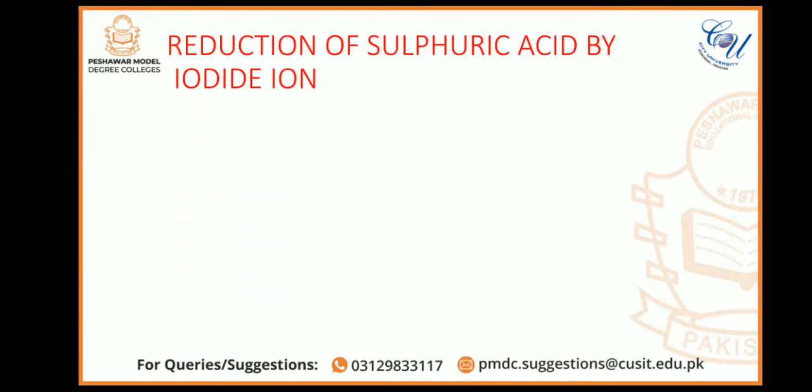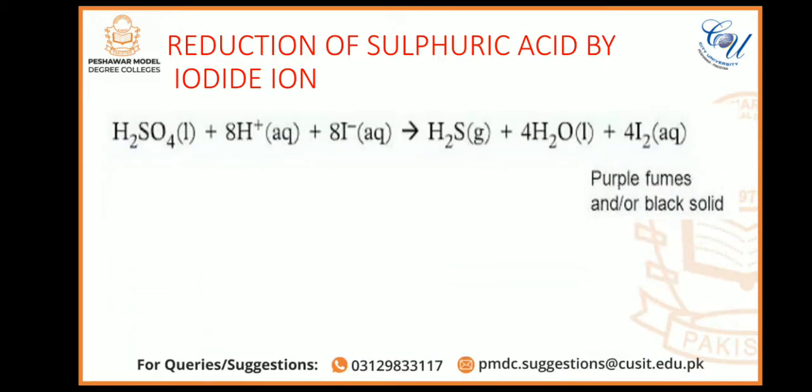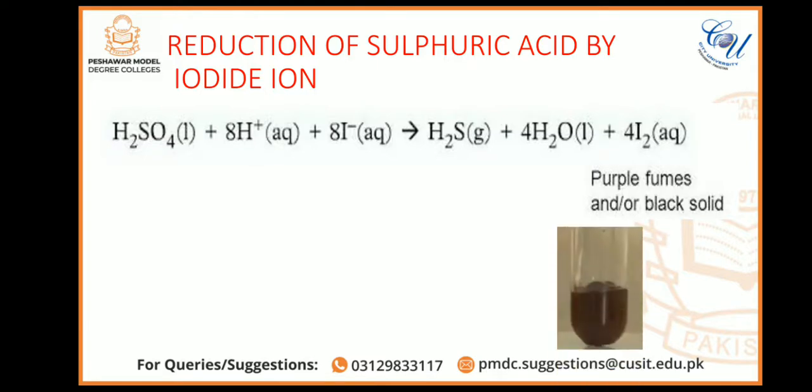Next is the reduction of sulfuric acid by iodide ion. In this reaction, iodide ion reduces sulfuric acid to H2S. The oxidation state of sulfur changes from +6 to -2. It is reduced, while iodide ion is oxidized by change in oxidation state from -1 to 0. So a dark purple color appears, showing presence of iodine.